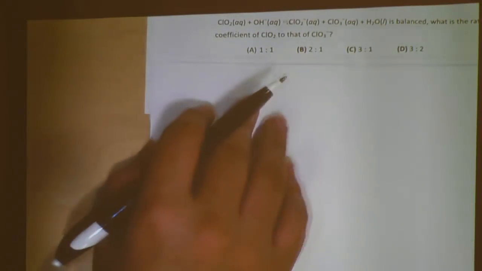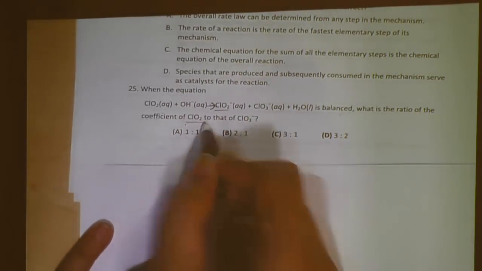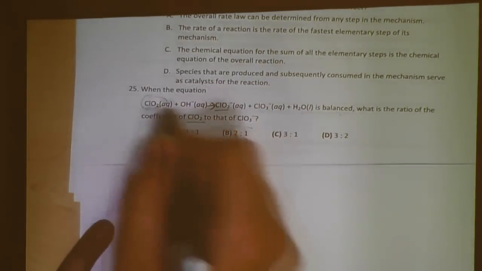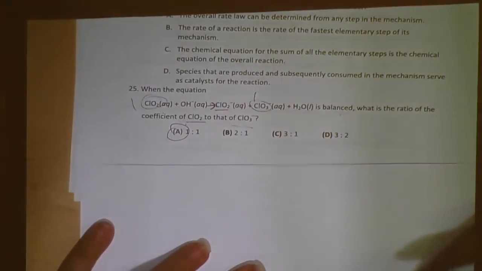It's kind of like a balanced... Oh, it's balanced. Okay. It's asking for the ratio of the coefficient of ClO2 to ClO3 minus. So ClO2 is right here. This is supposed to be an arrow. So this is balanced. It's telling you that it's balanced, but if it wasn't balanced, you would have to balance it. And it's asking for the ratio of the coefficient of ClO2 to ClO3 minus. So ClO2 to ClO3 minus is 1 to 1. So the answer would be A.